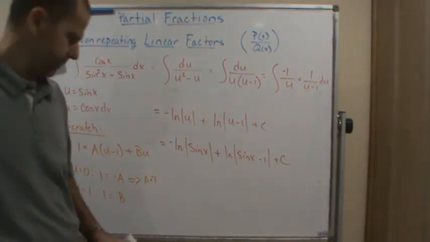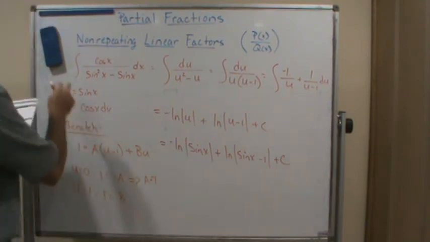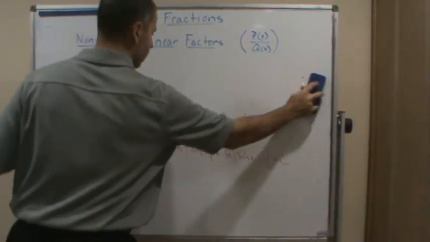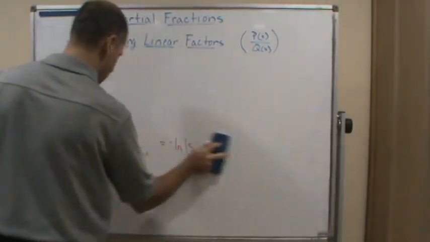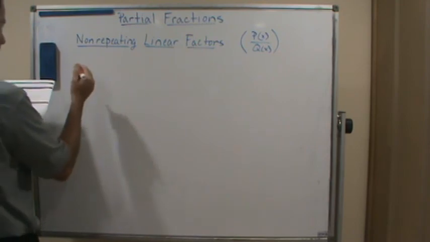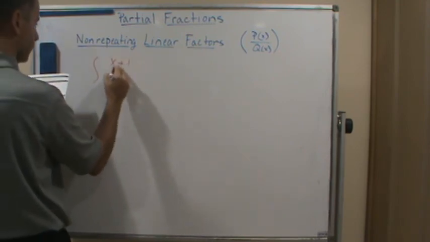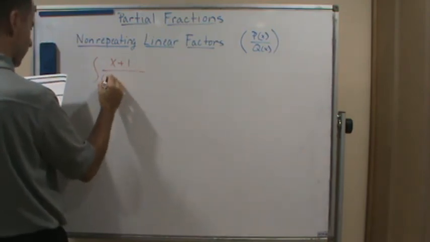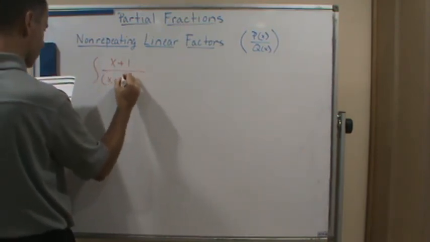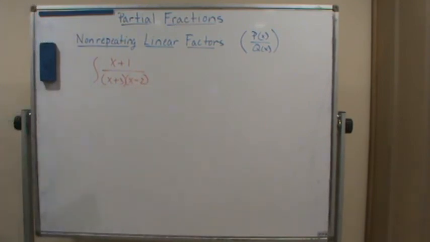So here's one for you guys. Again, see if you can do this one. If you get stuck, let me know. Or if you just want confirmation that you did it right, let me know. So then this is going to be the integral of x plus 1 over x plus 3 times x minus 2. So go ahead and do this one.